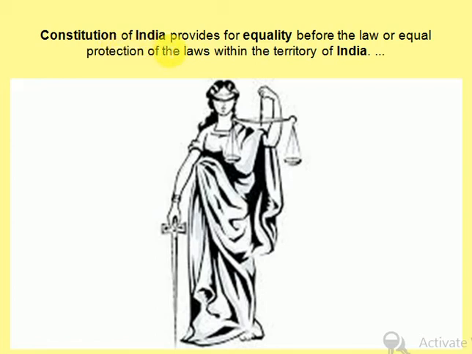Now, the Constitution of India provides for equality before the law and equal protection of the laws within the territory of India. So the Constitution of India provides for equality. All the citizens are equal before the law, with equal protection of the laws within the territory of India. So within the territory of the country, all people are treated equally.